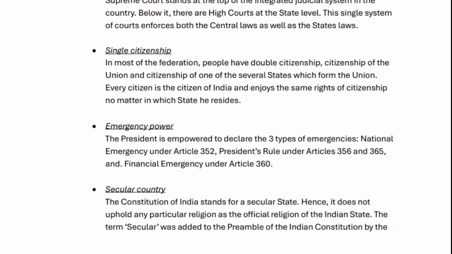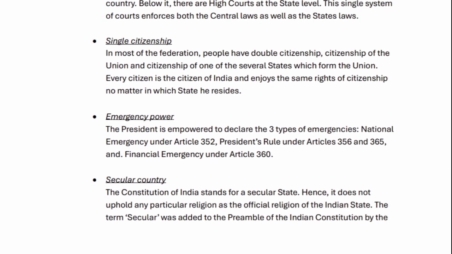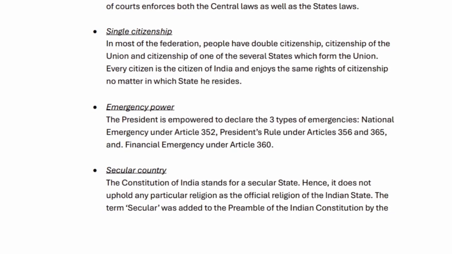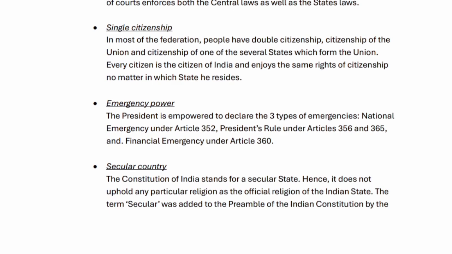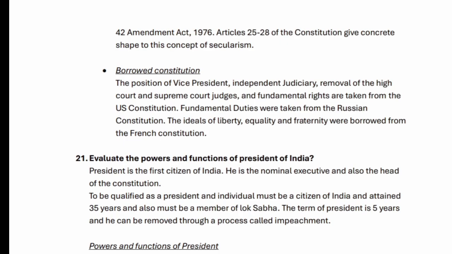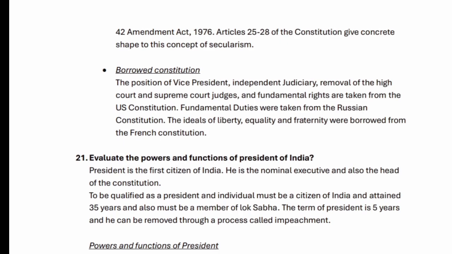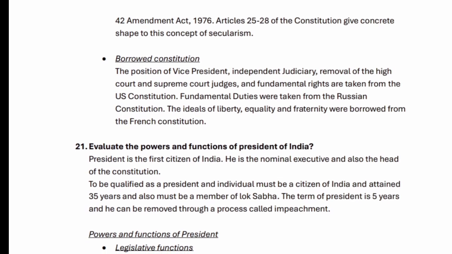Secular country. The Constitution of India stands for a secular state. Hence, it does not uphold any particular religion as the official religion of the Indian state. The term secular was added to the preamble of the Indian Constitution by the 42nd Amendment Act, 1976. Articles 25 to 28 of the Constitution give concrete shape to this concept of secularism. Borrowed Constitution.